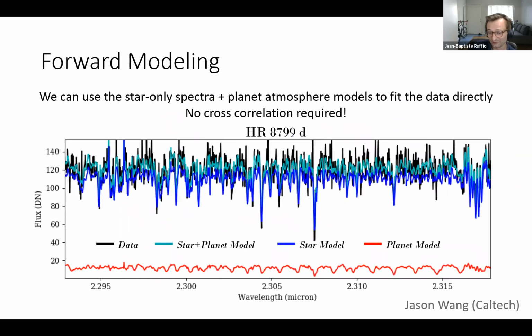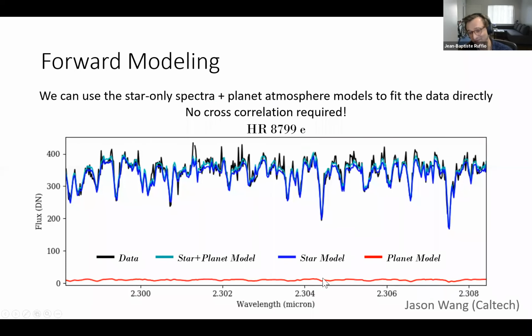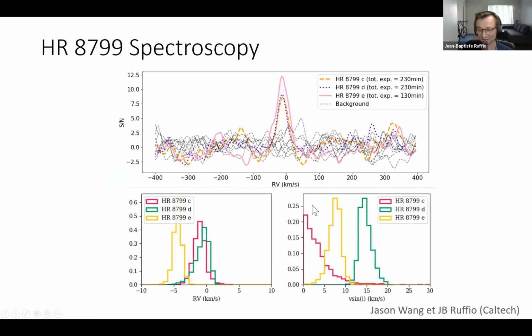Everything is super preliminary, but just as a sample of the data, here you have the CO band head for HRS-99D, and we can forward model the data. We build a model of the planet, we build a model of the starlight, we jointly fit them. Here, Jason plotted both components separately, and you can see that, for example, D is 10 times fainter than starlight in that data. It's even worse for E. It's more than 100 times fainter, but despite that, we could detect them pretty easily.